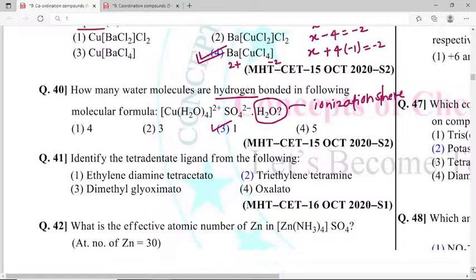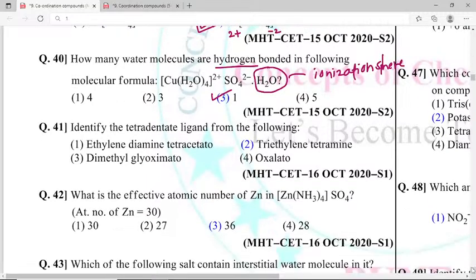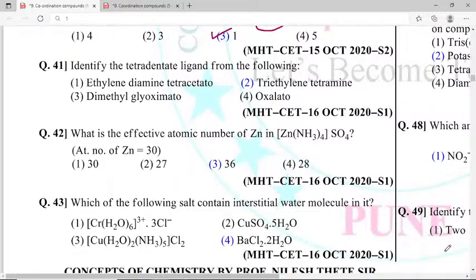Identify the tetradentate ligand from the following. This is the tetradentate. So they stand for the tetradentate ligand. This is triethylene tetramine. Ethylene diamine tetraacetate. That's a 4 oxalato, 2 DMG, 4 times.